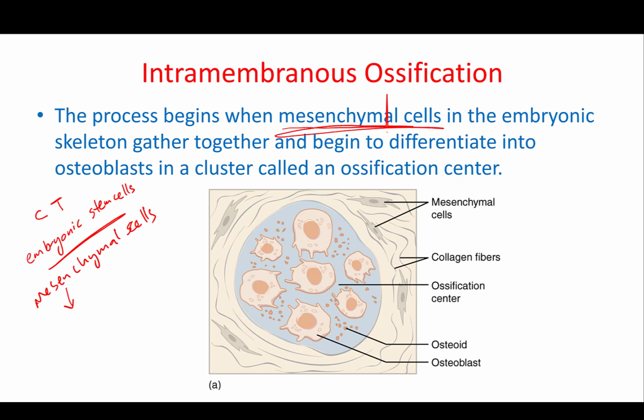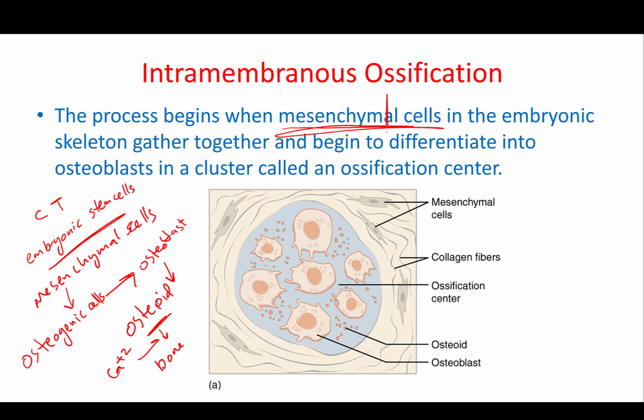Some of these cells will turn, as we saw in the bone cells, into osteogenic cells, and these osteogenic cells will turn into osteoblasts. Osteoblasts, we know, produce osteoid, and that osteoid will turn into bone if there is calcium around, right? This is the process. We already saw it in the bone cells. That is exactly what's happening in the intramembranous ossification.